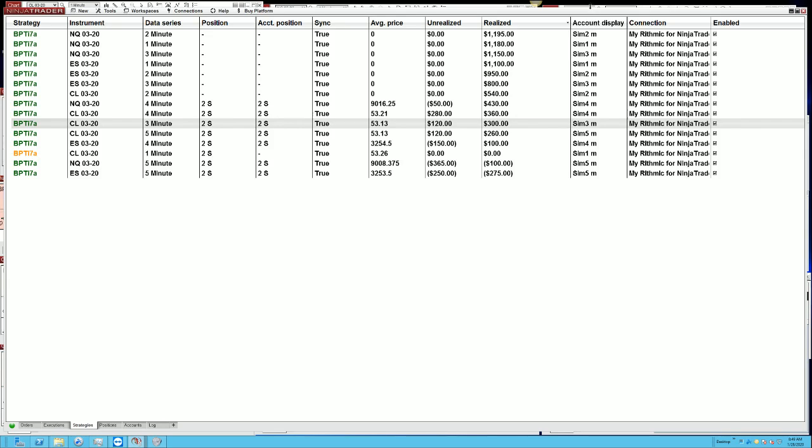As you see, the sim account is on the 3 minutes, and the strategy is called on the 3 minutes. The 5 minute CL made 260 earlier today, and now it is on a trade, and there is only 100. Now those here, the ES on the 4 minute made 100, and you can see it's a troubling chart. And on this one here, it's still in yellow.